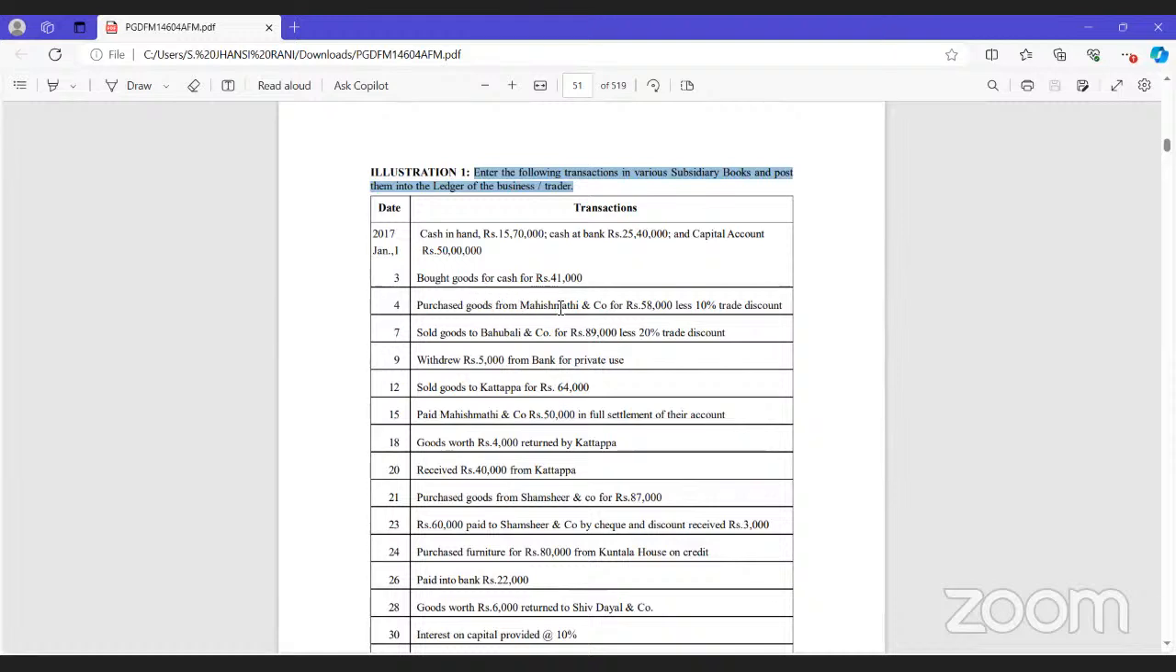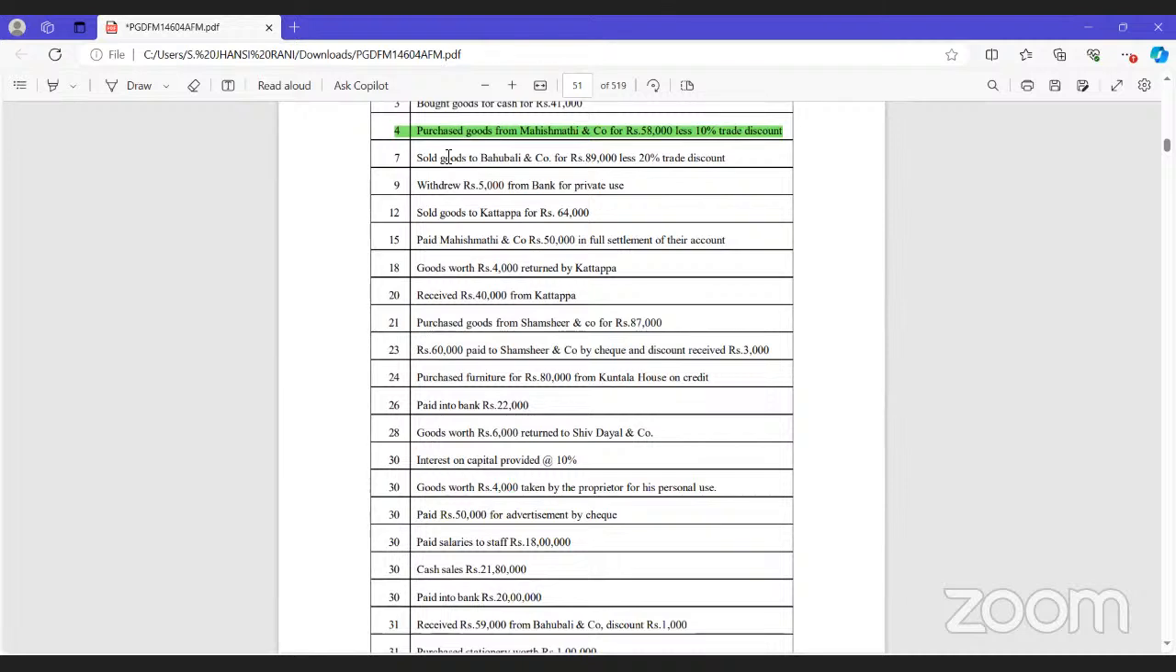Now bought goods for cash, this is also a cash transaction. Purchased goods from Mahishmati and company, at trade discount, so it is a credit purchase, this we will not take. Why? Because it's a credit transaction. In the cash book, we will not take credit transactions, we take only cash transactions. So this we will not take. Next, sold goods to Bahubali. This is also a credit transaction. This also we will not take into consideration. We take only cash transactions.